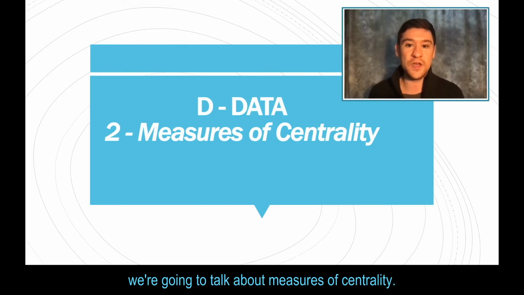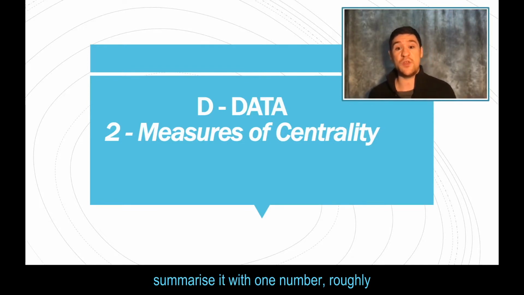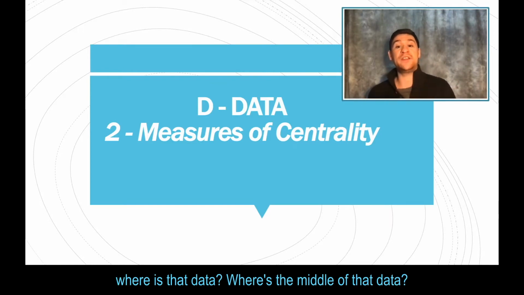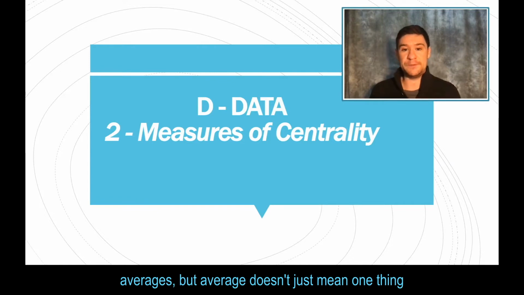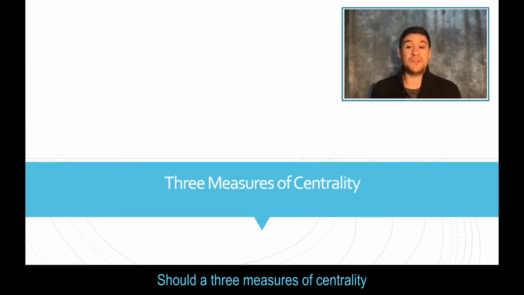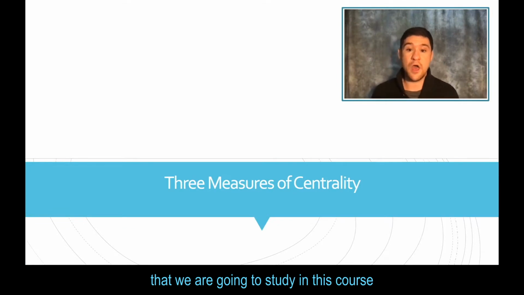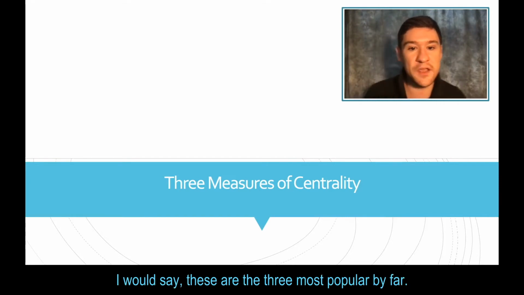Hello, in this video we're going to talk about measures of centrality. So this is when we have a bunch of data and we want to summarize it with one number. Roughly, where is that data? Where's the middle of that data? You may have heard of this being called averages before, but average doesn't just mean one thing, it means many things. There are three measures of centrality that we are going to study in this course. There are a couple more, but they have limited use, I would say. These are the three most popular by far.